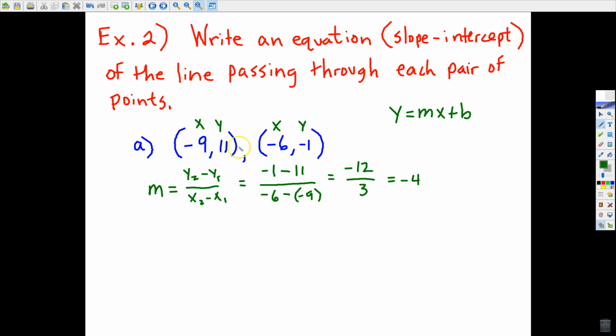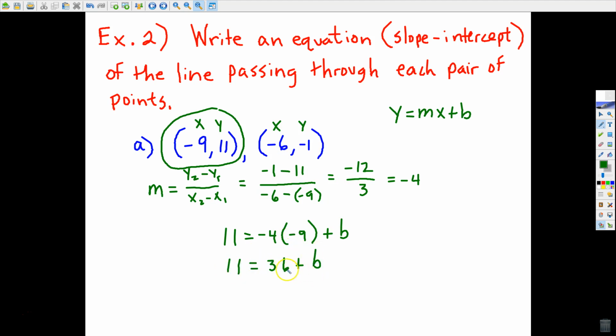Doesn't really matter. So in plugging into slope-intercept form, I'm going to replace y, since I'm choosing this set of ordered pairs, with 11. M was found as negative 4. And I'm going to replace x from that same ordered pair with negative 9. And I'm going to use those numbers to find out what the y-intercept is. So 11 is equal to 36 plus b. Subtracting 36 from both sides, negative 25 is the b.